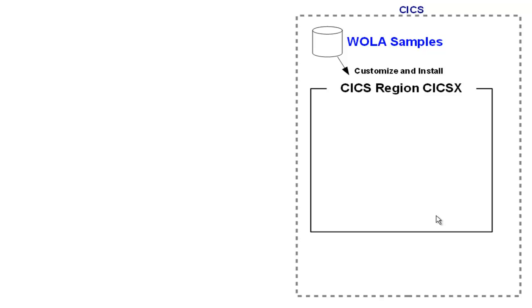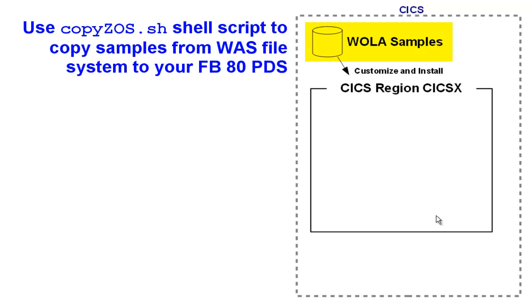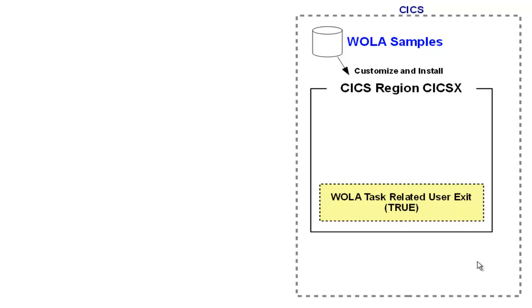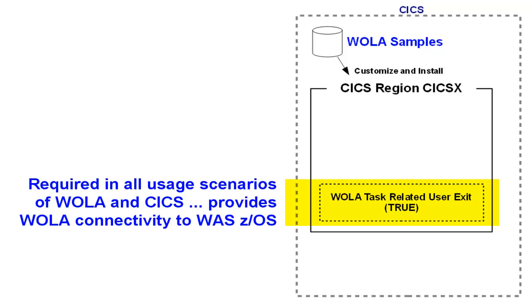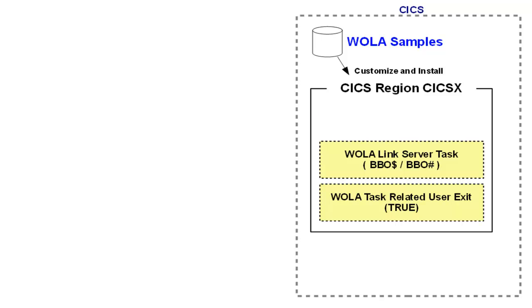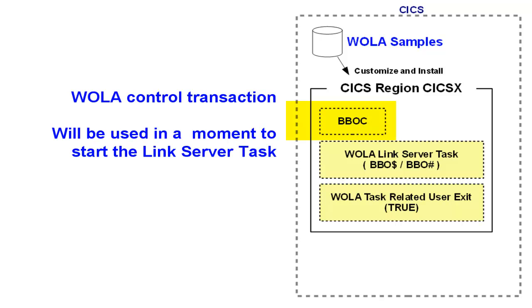Now let's look at the CICS side of this equation, because there are some components that need to be installed into the CICS region, and the JCL to do that is supplied in the WOLA samples that come with the product. If we just quickly walk through these, we see that one of the first things that gets installed is the task-related user exit, which provides the low-level connectivity over WOLA into the WAS server. A link server task is provided that shields the CICS programs from having any knowledge of WOLA whatever. A control transaction called BBOC is provided. We'll see that in use in just a second.